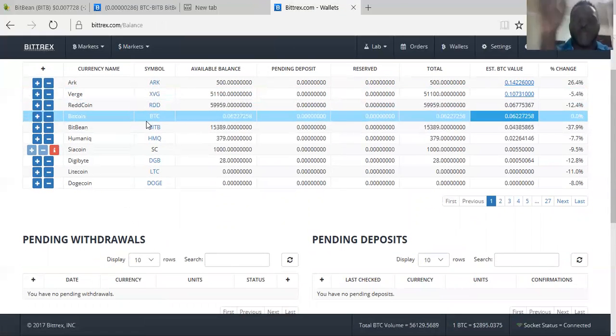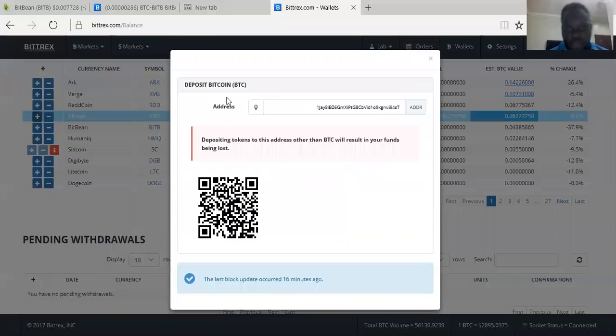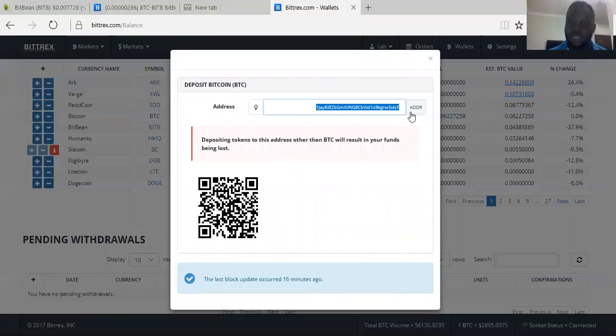But what happens when all these things are zero? What if I don't have Bitcoin and I'm a newbie? What do I do? I come here, I generate an address. Once you generate an address, you copy this address. Once you copy it, make sure it's correct. Make sure you confirm it. Please don't go back to generate again.